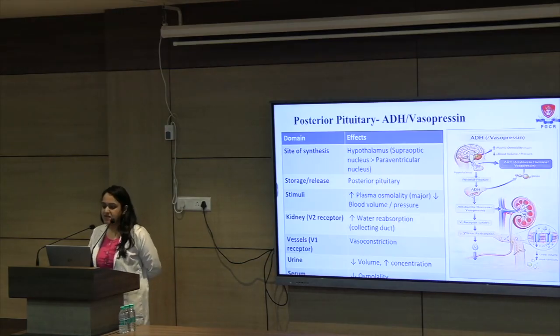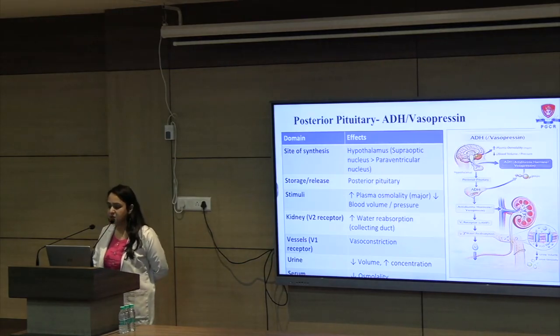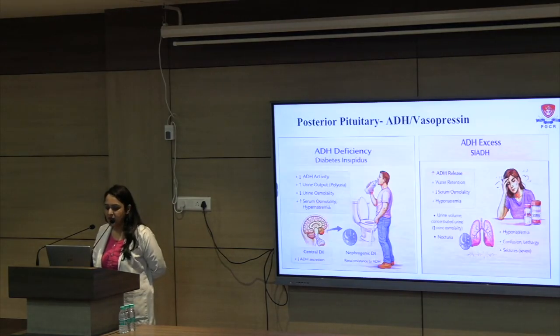Now ADH is synthesized in hypothalamus, mainly the supraoptic nucleus, and released from posterior pituitary. The major stimulus for release is increased plasma osmolality and low blood volume or blood pressure. It acts at the kidney via the V2 receptors and increases water reabsorption in the collecting duct, leading to formation of concentrated urine.